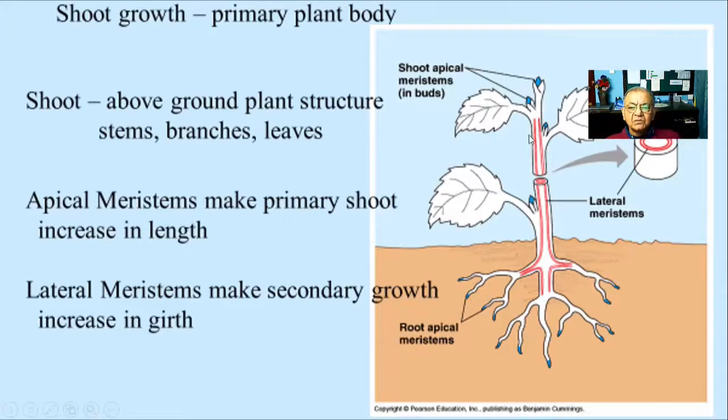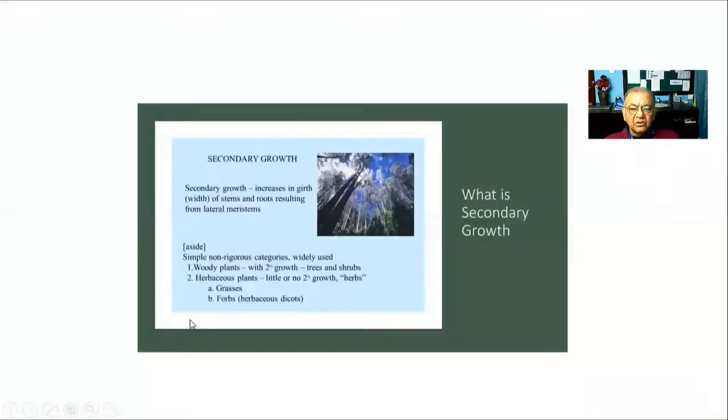But in gymnosperms and woody dicots, in addition to this primary meristem, there are also lateral meristems or secondary meristems. So this red thing that you see are the secondary meristems, which are present in the stem and in the leaf. So this is what this slide shows. Apical meristem makes the primary shoot increase in length, and lateral meristem makes secondary increase in girth or diameter.